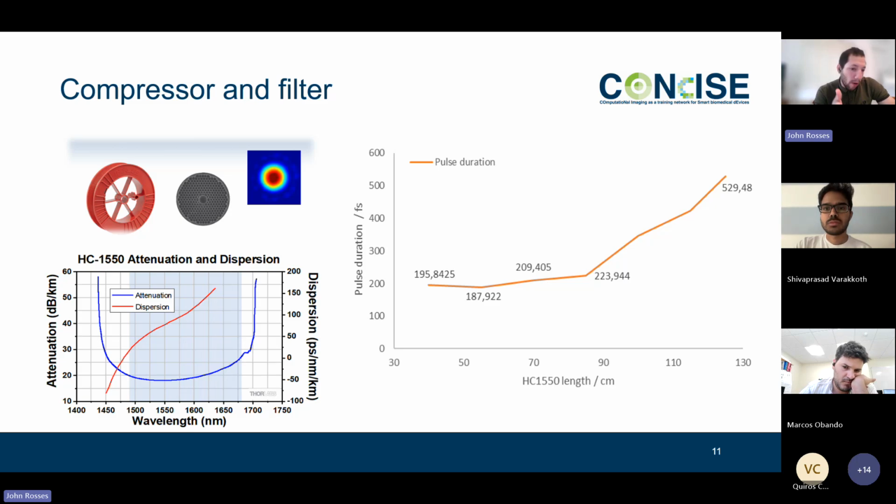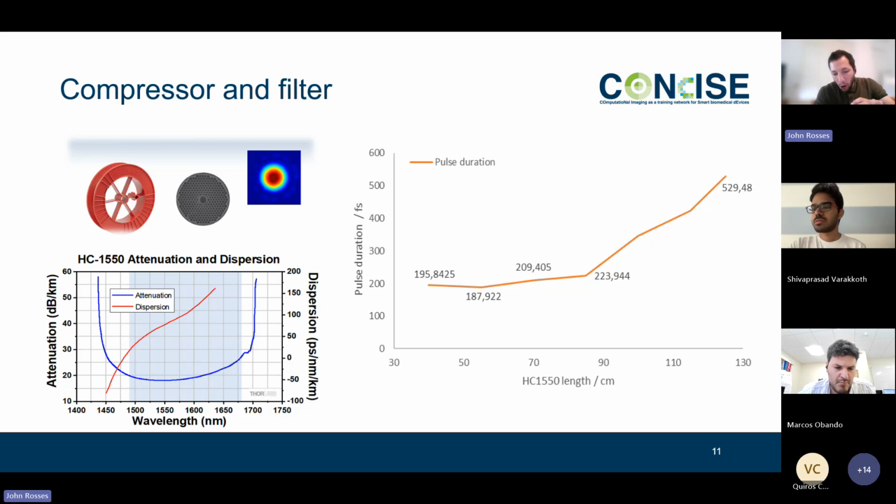But in this case, it works for 1.5 micrometers and has a very tight bandwidth, around 20 nanometers. So this is going to filter our spectrum that I showed you before. And also, with the dispersion of the fiber, we are going to compress the pulse in relation to how many centimeters, or how many meters, of the fiber we use.